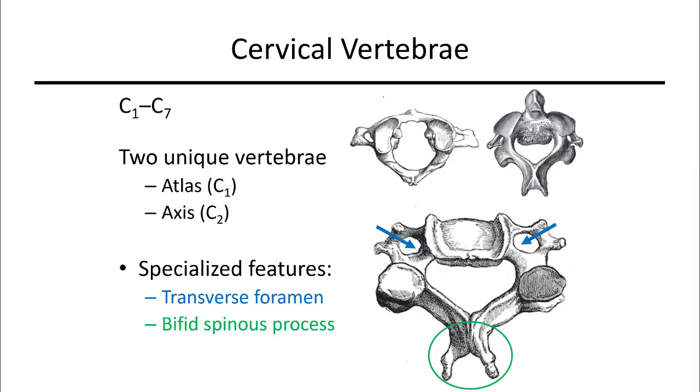All the cervical vertebrae, including C1 and C2, have transverse foramen. These are holes within the right and left transverse processes. Vessels bringing blood to and from the brain are found in these holes. Additionally, the spinous process has a split at the end described as a bifid spinous process. This is not as prominent in the last cervical vertebrae.